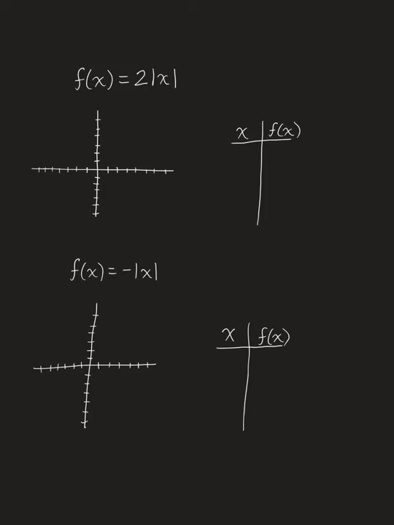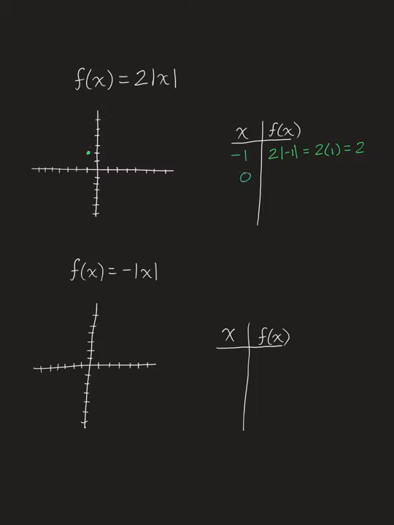Couple more that I want to show you. What happens whenever we have a number being multiplied on the outside? So let's take this first one for example. 2 times the absolute value of x. So let's say I'm going to plug in negative 1. I will get 2 times the absolute value of negative 1, which is just 2 times positive 1, which is 2. So at negative 1, I am at 2.